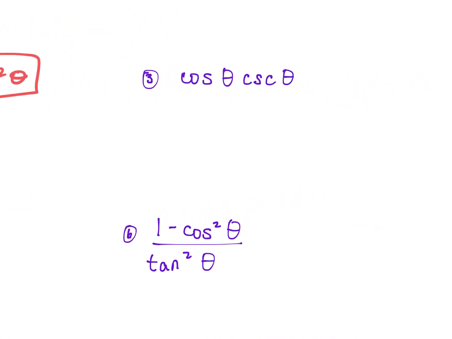All right, number 3. What should I do first? Awesome. So I'm going to change cosecant to be 1 over sine. So then here I get cosine over sine. And what's cosine over sine? Cotangent.